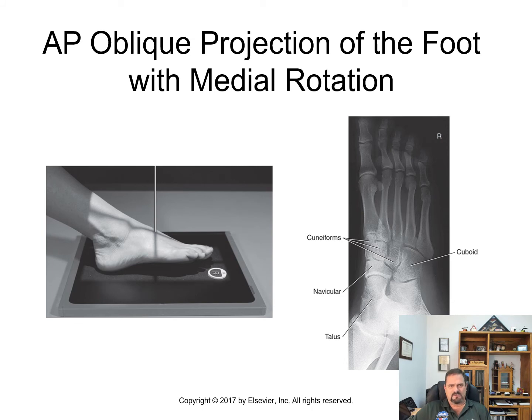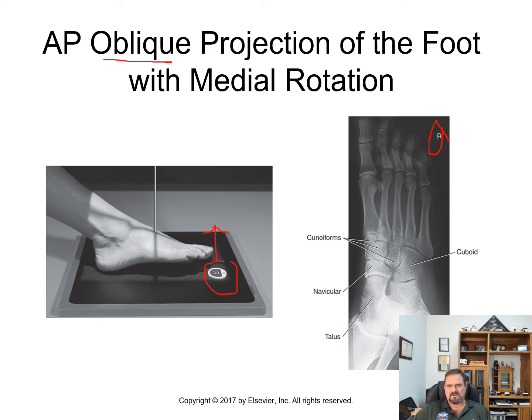All right, this is the AP oblique. Notice that you have a slight tilt of the foot. This is what makes an oblique projection of the foot, with medial rotation because it's towards the inside of the body, folks, okay? Here's your nice marker, shows up very clear over here.